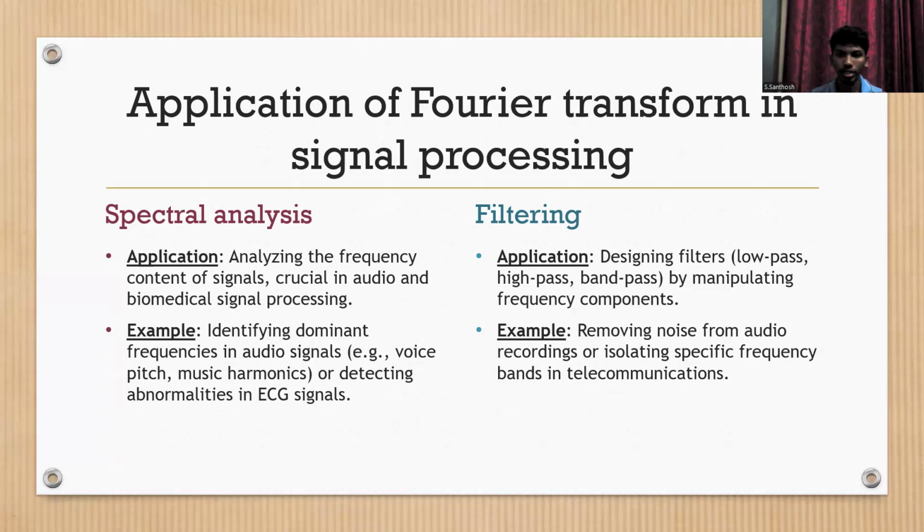The next application is filtering. As we saw, the discrete Fourier transform and convolution help us in filtering of the signals. So they help in designing low pass, high pass and band pass filters by manipulating frequency components. Example: it helps to remove noise from audio recordings or isolate specific frequency bands in telecommunication.